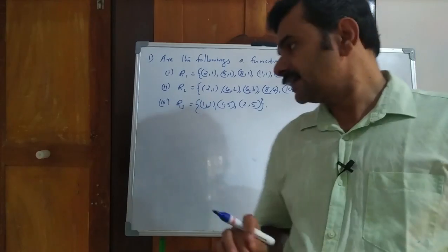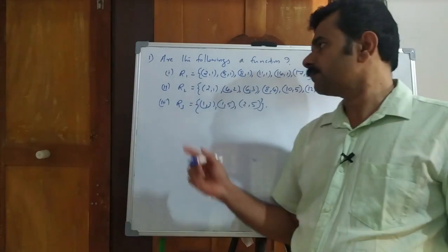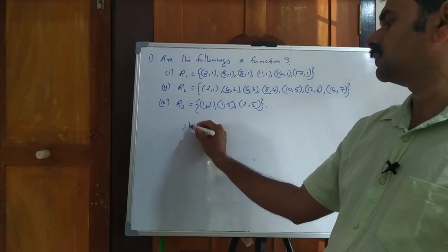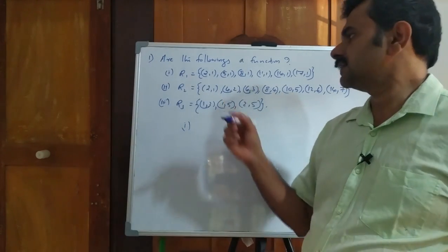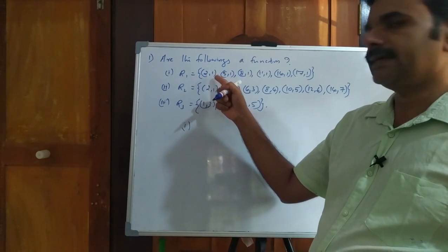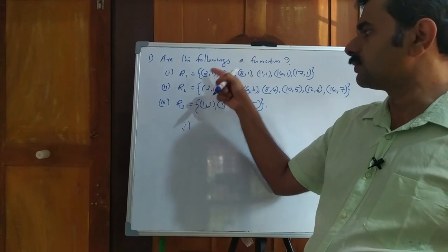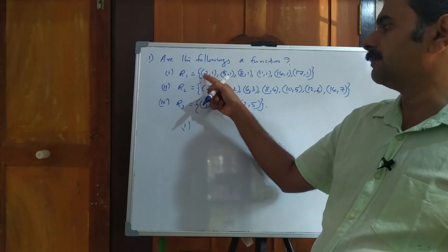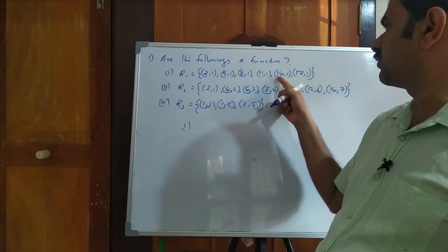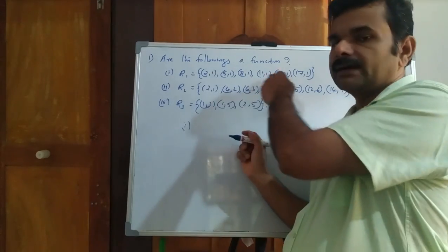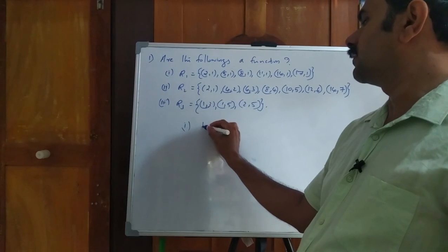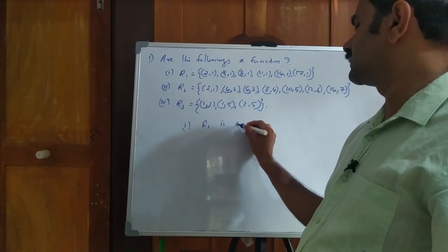Okay. Here relations are expressed in roster form. Are they functions? First one, is R1 a function? Image of 2 is 1. No other elements are here as an image for this 2. Only image for 2 is 1. Here image of 5 is 1, 8 is 1, 11 is 1, 14 is 1, 17 is 1. So every element has one and only one image, isn't it? Therefore R1 is a function.